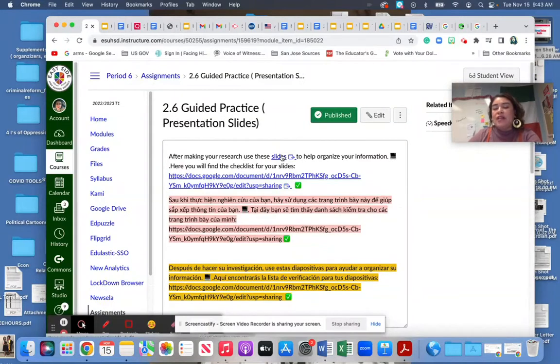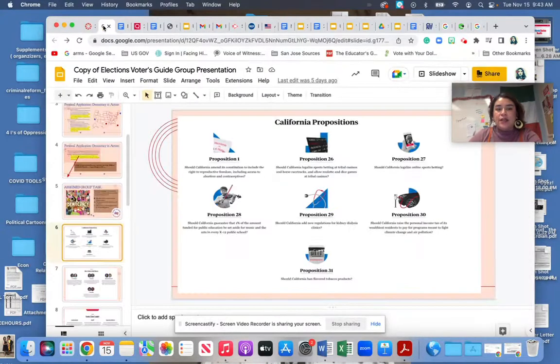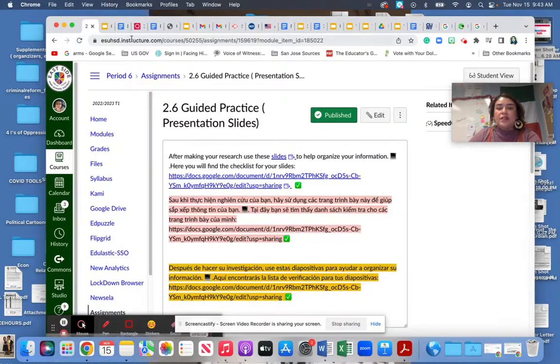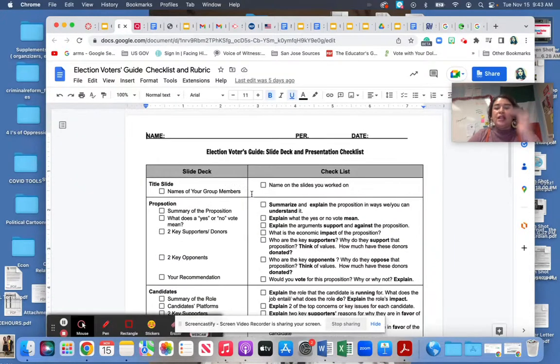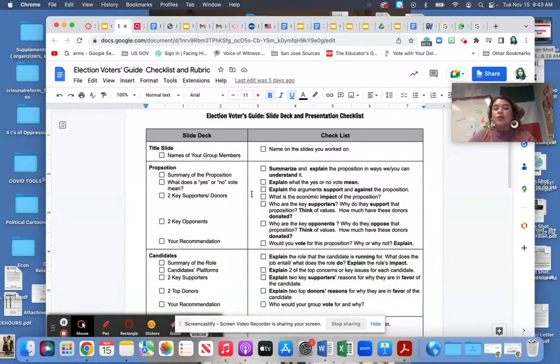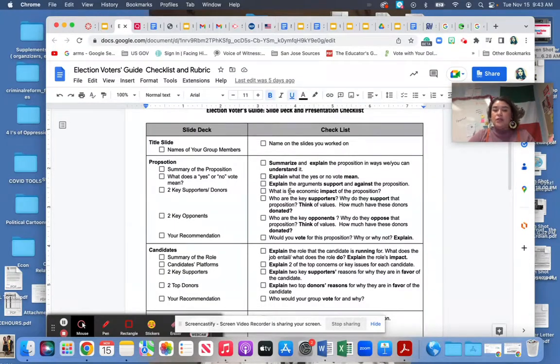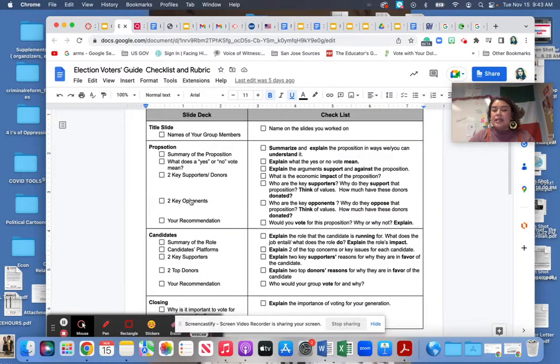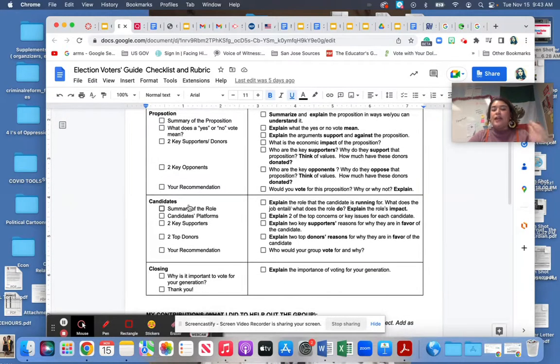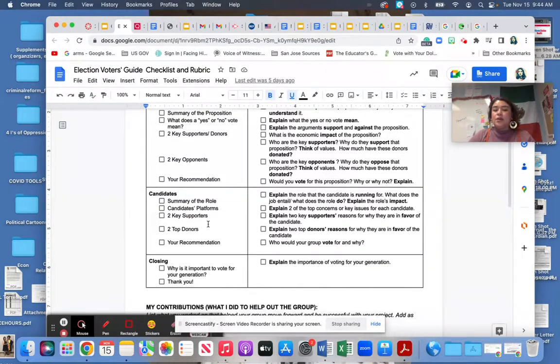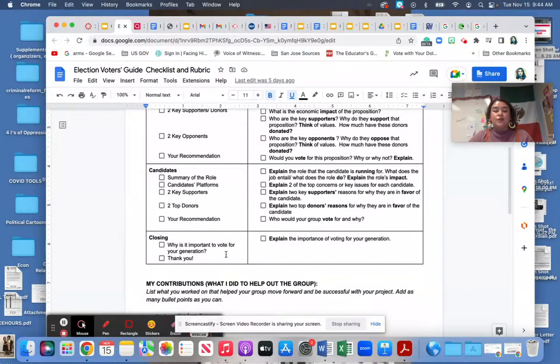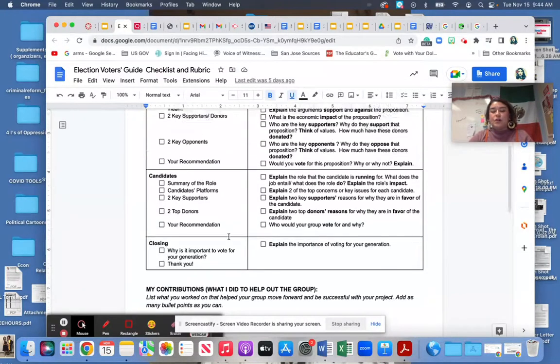When you click on this, that's going to take you to our slides over here. And when you click on this, it's going to take you to the checklist of what I'm looking for in the slides. So all you need is a title slide, one proposition: summarize and explain the proposition. What does a yes or a no vote mean? Who are the supporters, who are the people against it, and what's your recommendation? And then your candidates: who are the key supporters, who are the donors, or your recommendation, and then a closing: why it's important to you, why it's important for you and your generation, right?